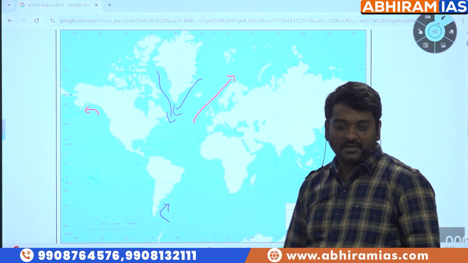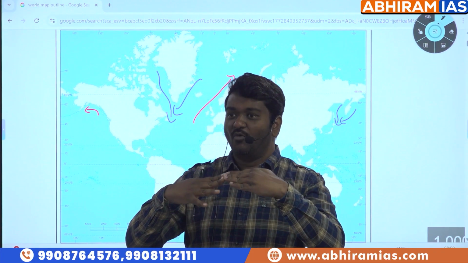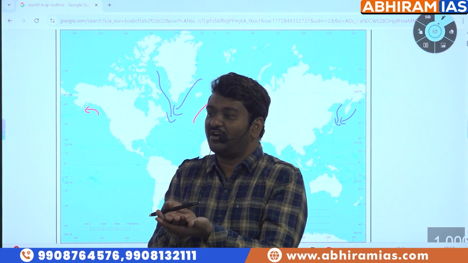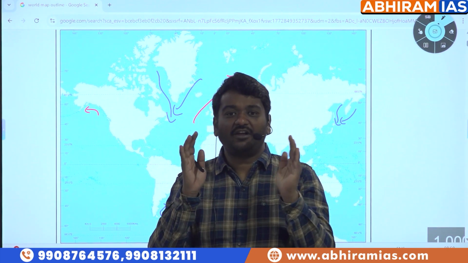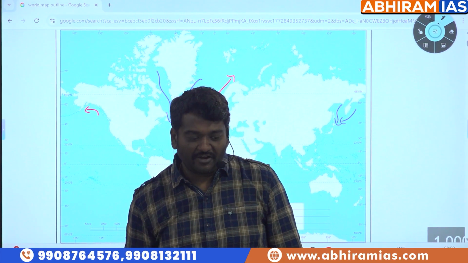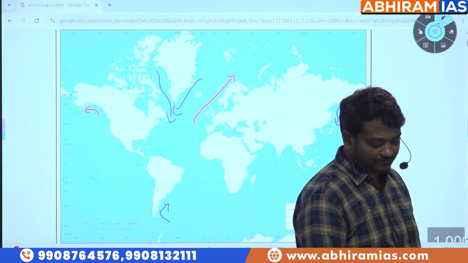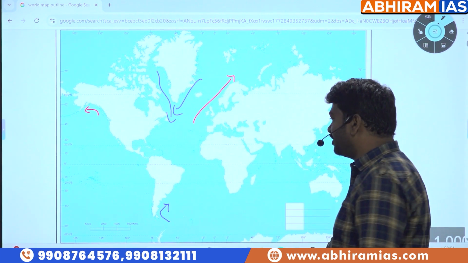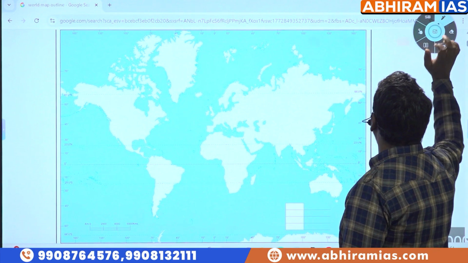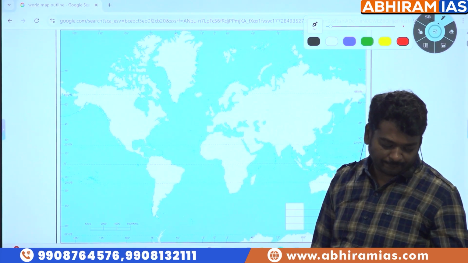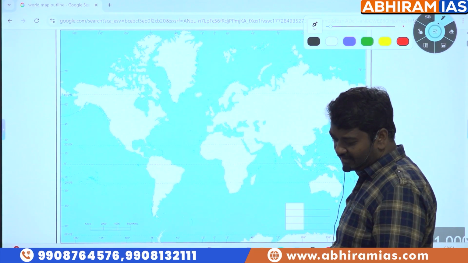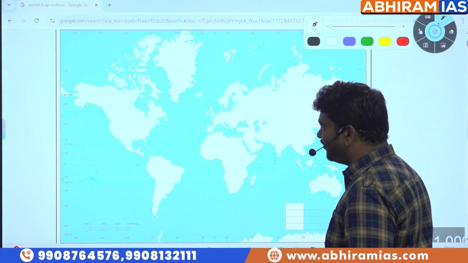Third, because wherever warm and cold meets, warm will give water vapor, cold will cool it from below. Because of this, fog will be formed. Okay, fog is not clear visibility, accidents increases, right? So you write where warm and cold currents converge, fog will be formed, and it is bad for navigation.